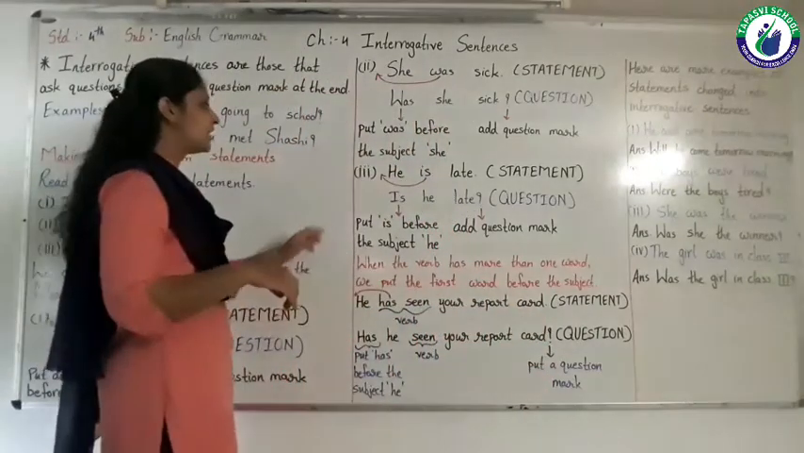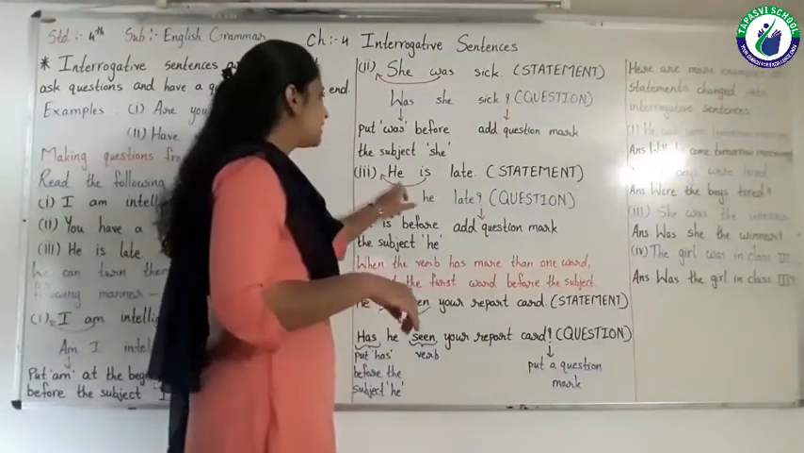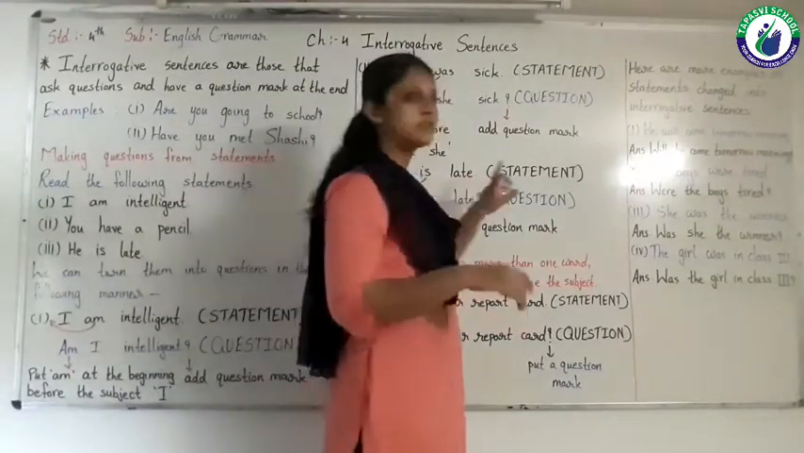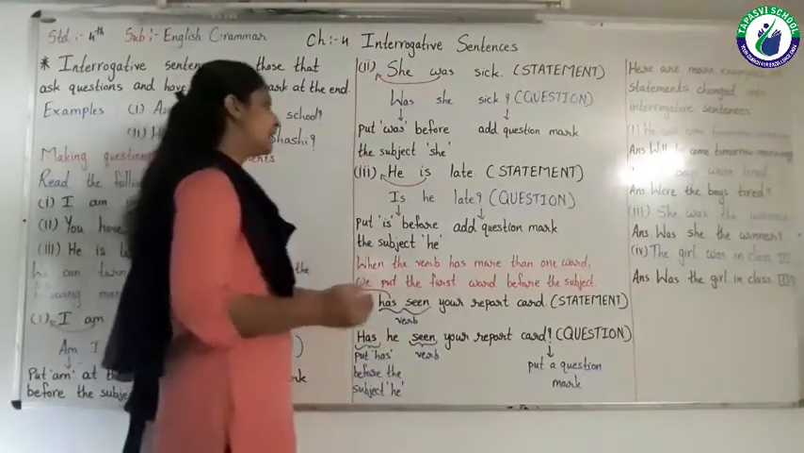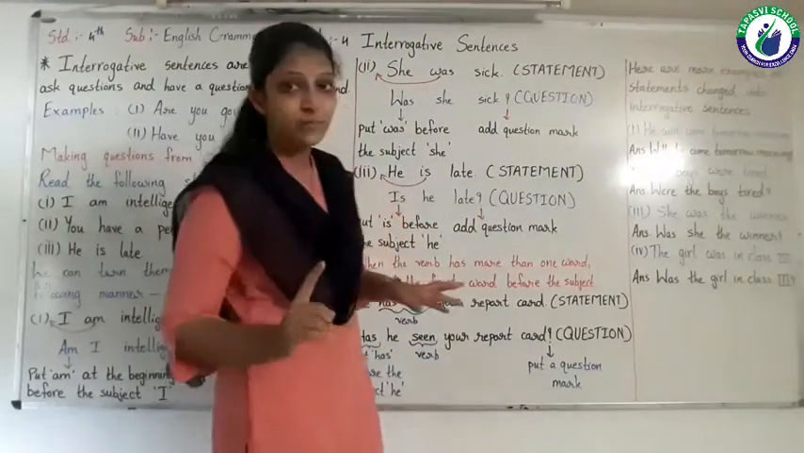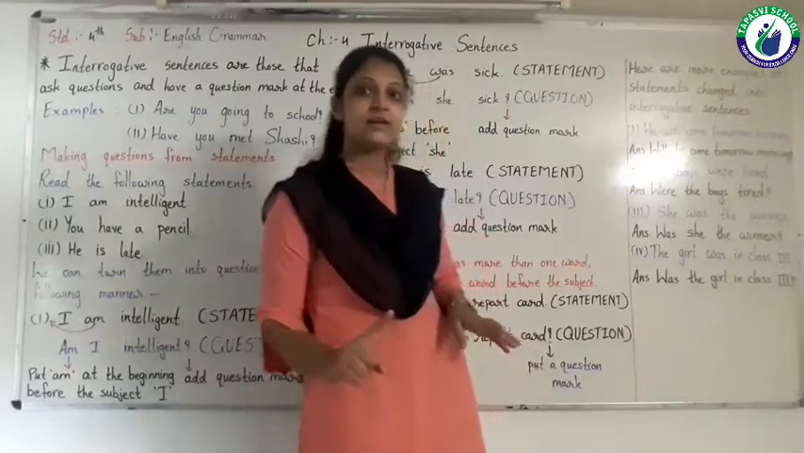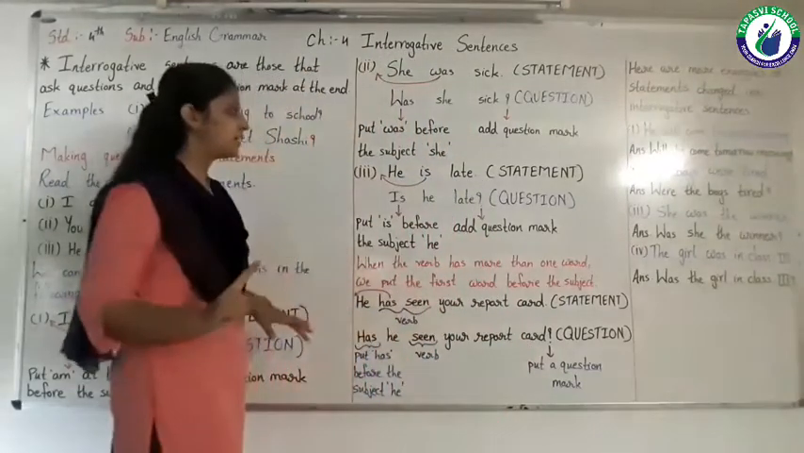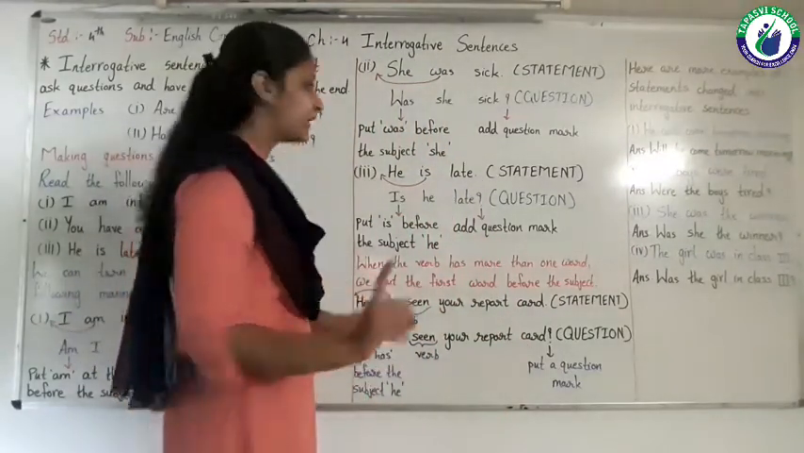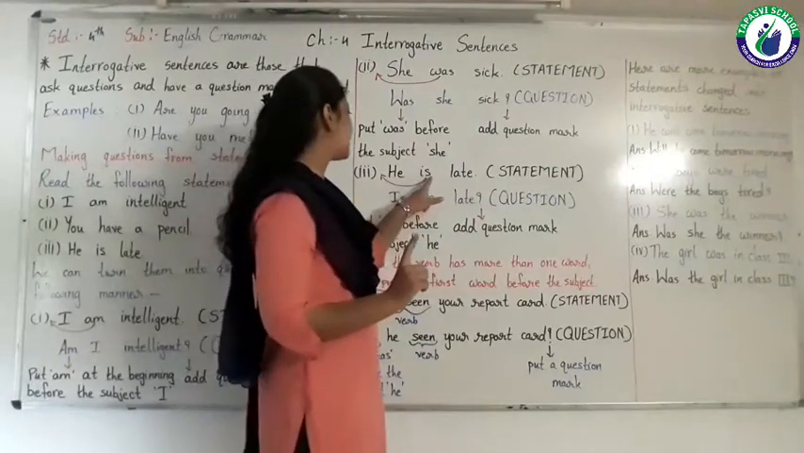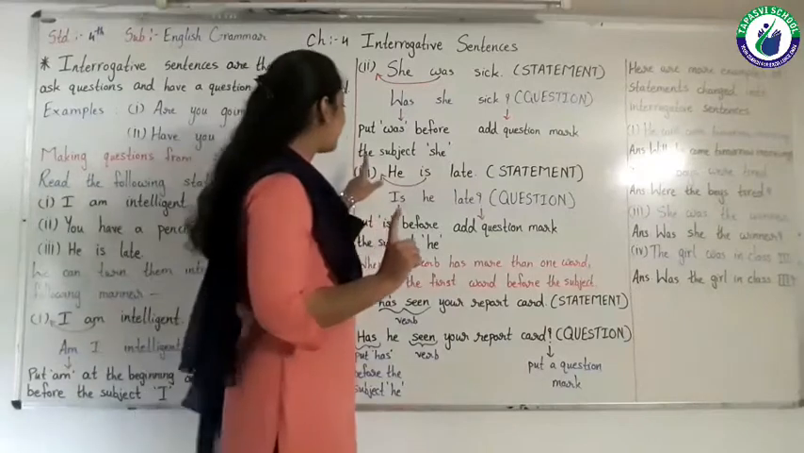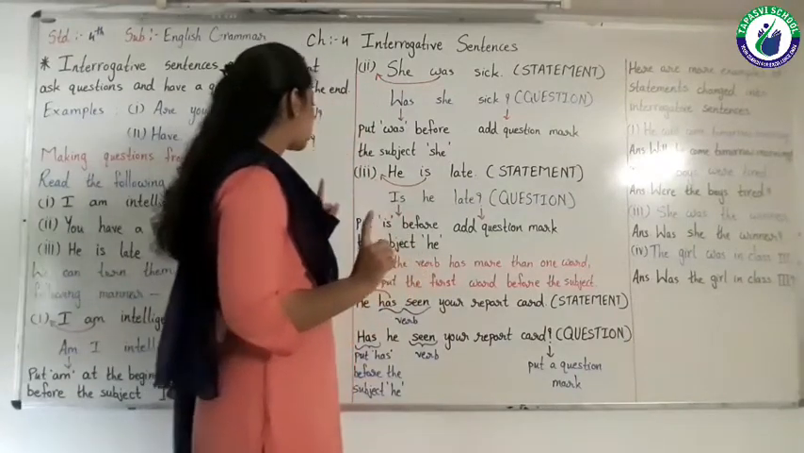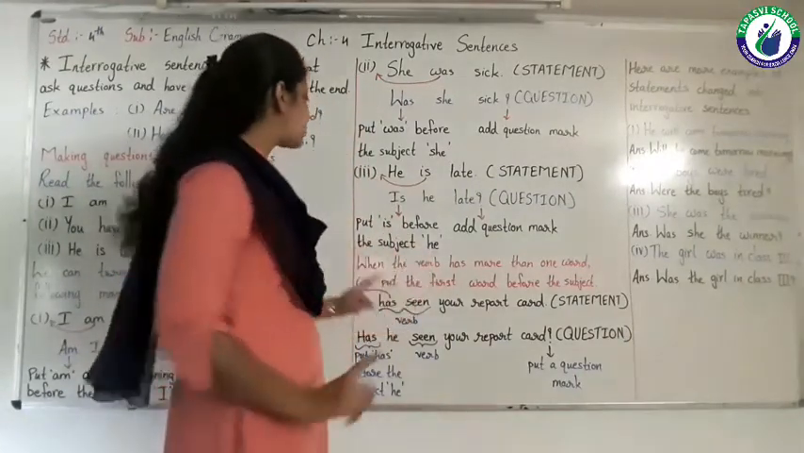Now let's see example number 3. He is late. The sentence is of statement. ये statement sentence है, उसमें से हमें question sentence बनाना है. Question sentence बनाने के लिए पहले हम verb find करेंगे. तो इस sentence में verb है is. तो is को हम subject के पहले put up करेंगे. So put is before the subject he.